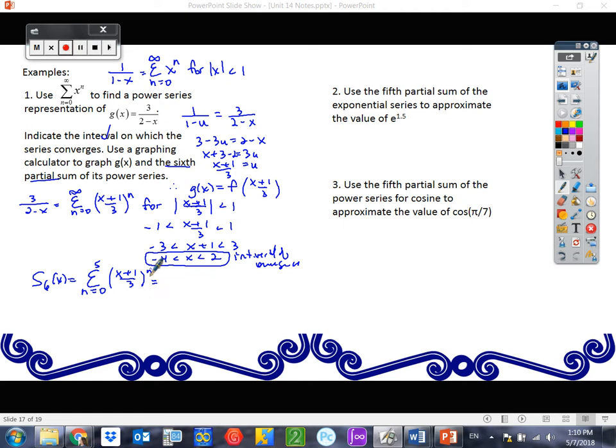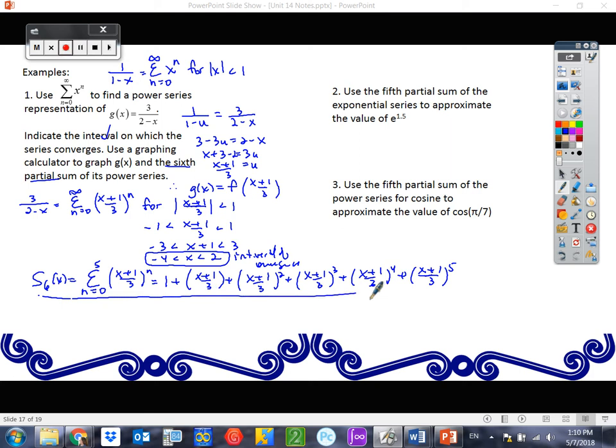So I put a 0 in here, I get a 1. I put a 1 in here, I get (x plus 1) over 3 to the first power. I put a 2 in here, I get (x plus 1) over 3 to the second power. I put a 3 in here, I get (x plus 1) over 3 to the third power. I think you're seeing the pattern. (x plus 1) over 3 to the fourth power, and (x plus 1) over 3 to the fifth power. Okay, so this is my sixth partial sum of the power series.